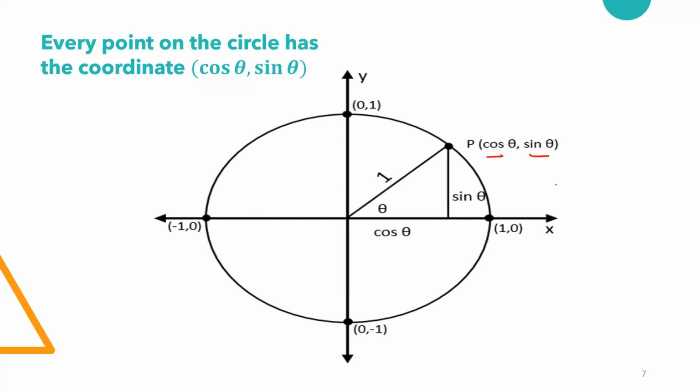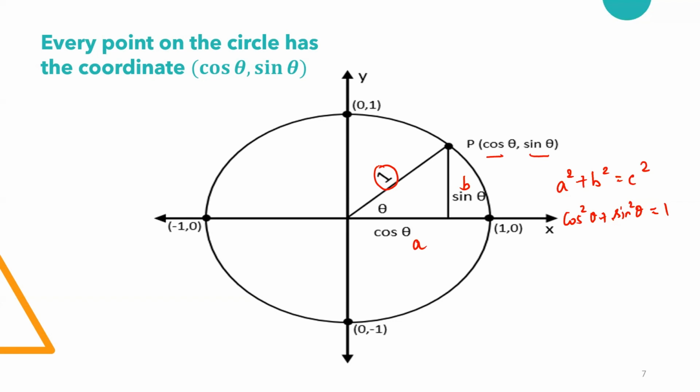So we know Pythagoras theorem as a square plus b square is equal to c square. So here let us consider the base value as a and the opposite side as b. So cos square theta plus sine square theta is equal to 1. So the hypotenuse is equal to 1, which is the radius of the unit circle.